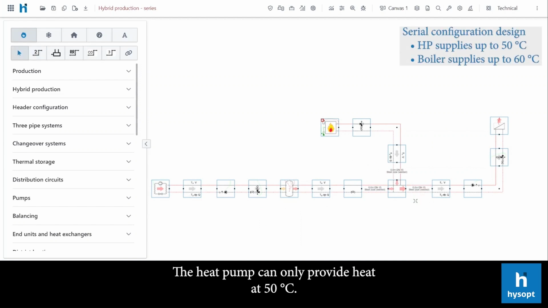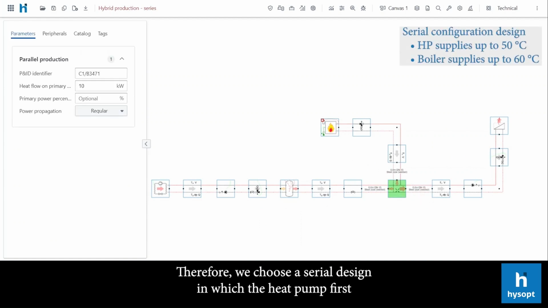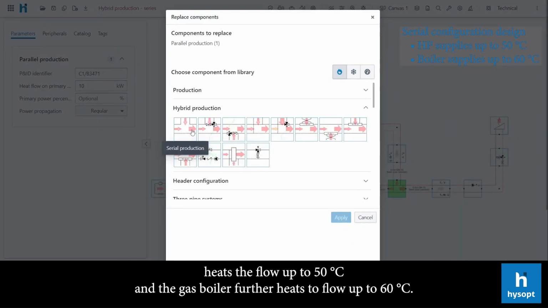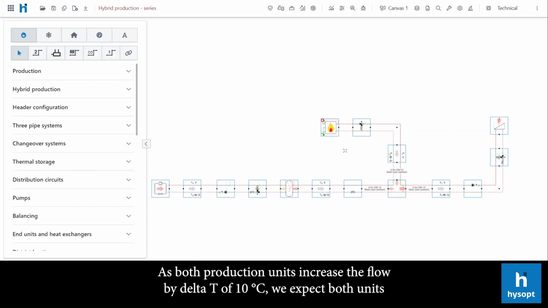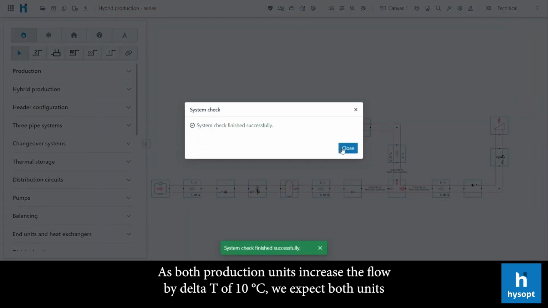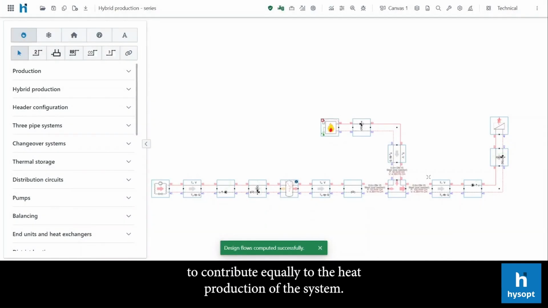The heat pump can only provide heat at 50 degrees. Therefore, we choose a serial design in which the heat pump first heats the flow up to 50 degrees and the gas boiler further heats the flow up to 60 degrees. As both production units increase the flow by delta T of 10, we expect both units to contribute equally to the heat production of the system.